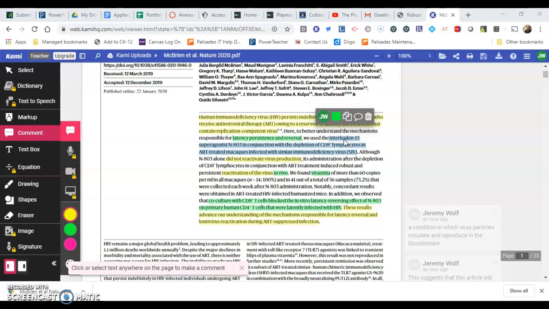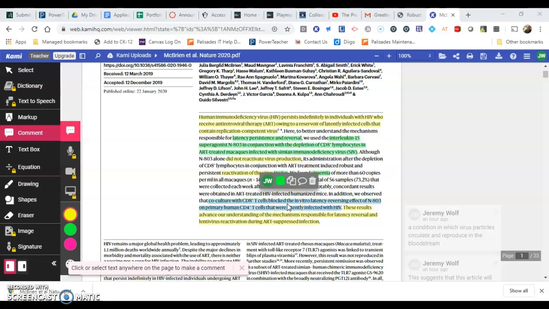Interleukin-15 superagonist 803 in conjunction with the depletion of CD8 plus lymphocytes in ART-treated macaques infected with simian immunodeficiency virus. I don't know what that means, so I'm going to have to come back to that later. But as I read through, I find that it did not reactivate the virus production, which is something cool, and reactivation of the virus in vivo. I don't necessarily know what in vivo means, so I might have to look that up. And viremia, I don't know what that means, so I'll probably have to look that up. And then here's another one.